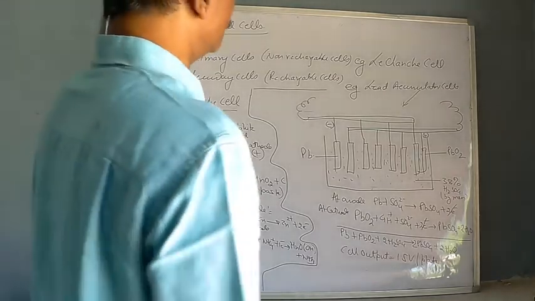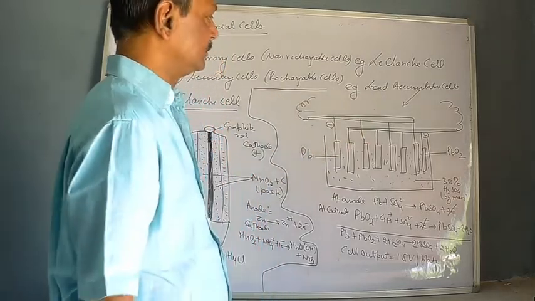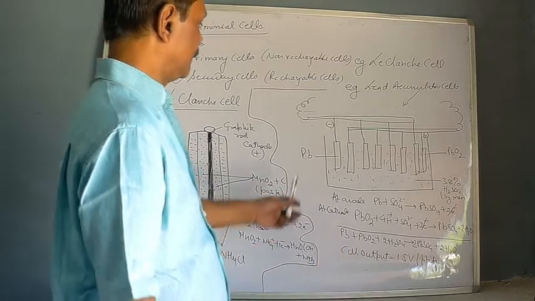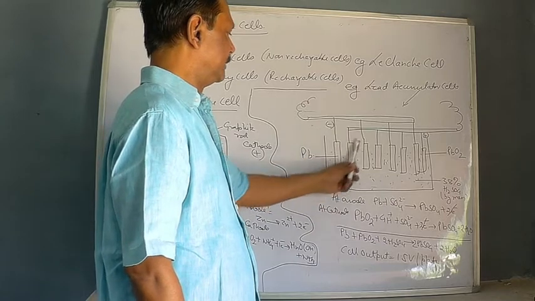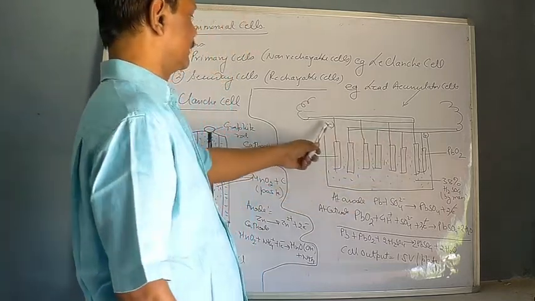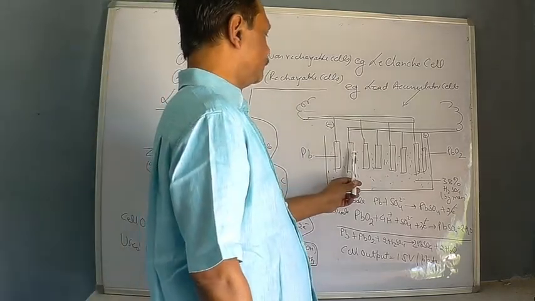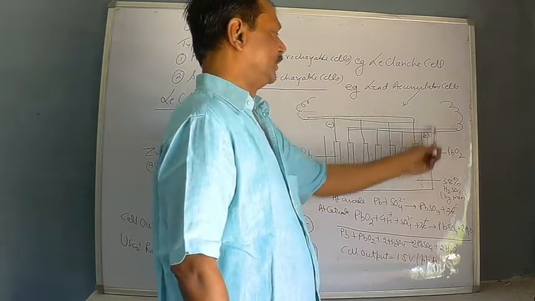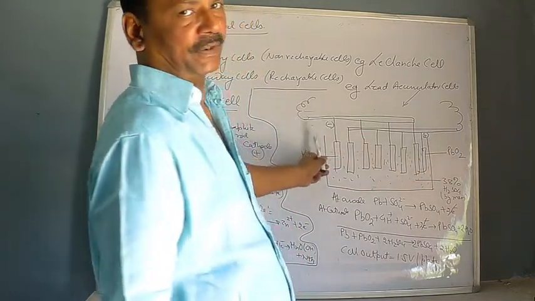Now class, we'll move to the lead accumulator cell, that is your rechargeable cell, a secondary cell. See, here the anode, negatively charged, is made up of lead rods. They are connected in series, so that constitutes the negative plate. And then the cathode is made up of PbO2 plates, all again connected in series. That is your positive plate working as cathode. This is your negative plate working as anode.